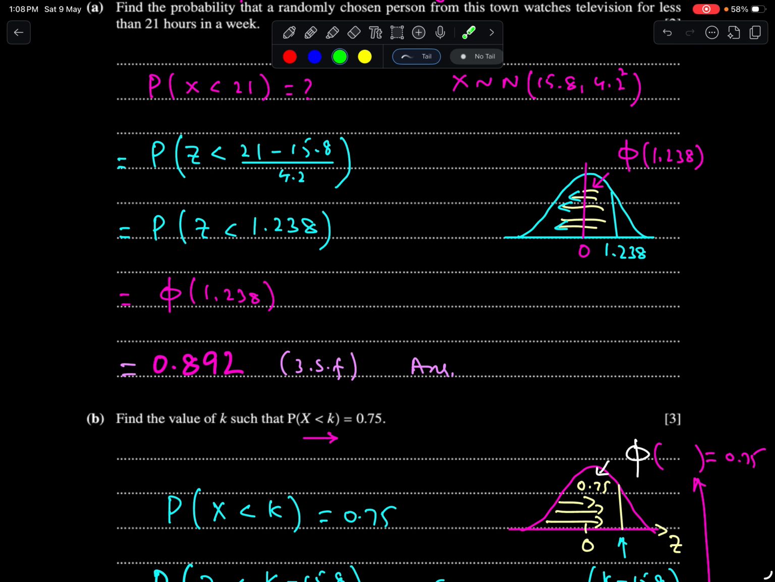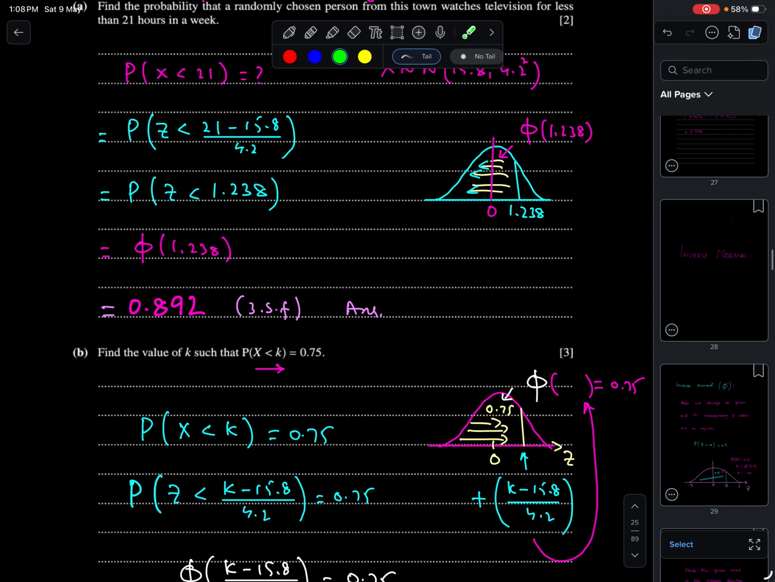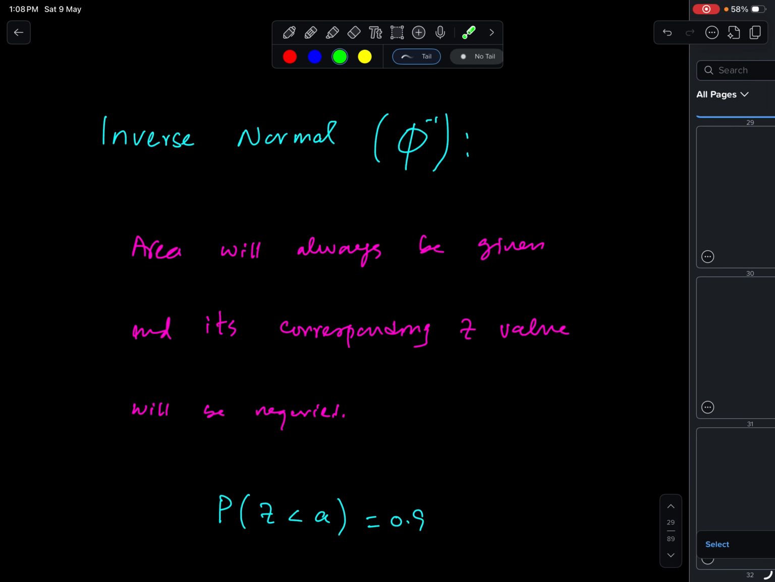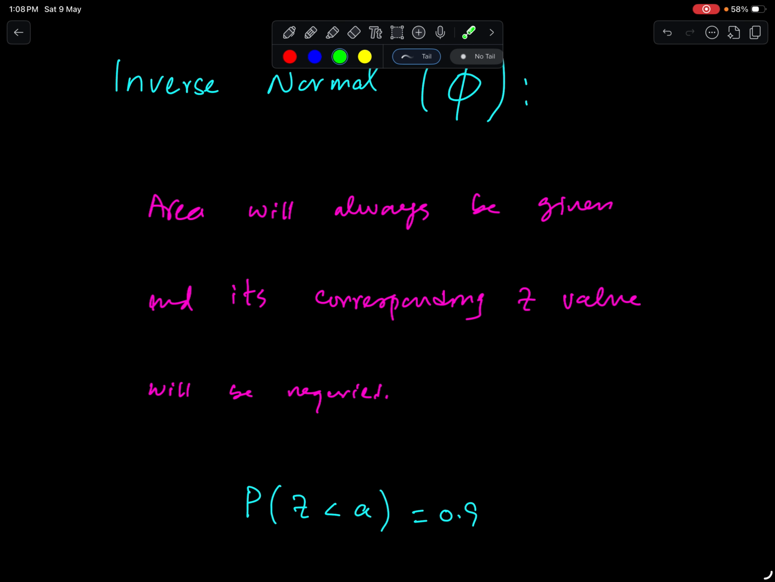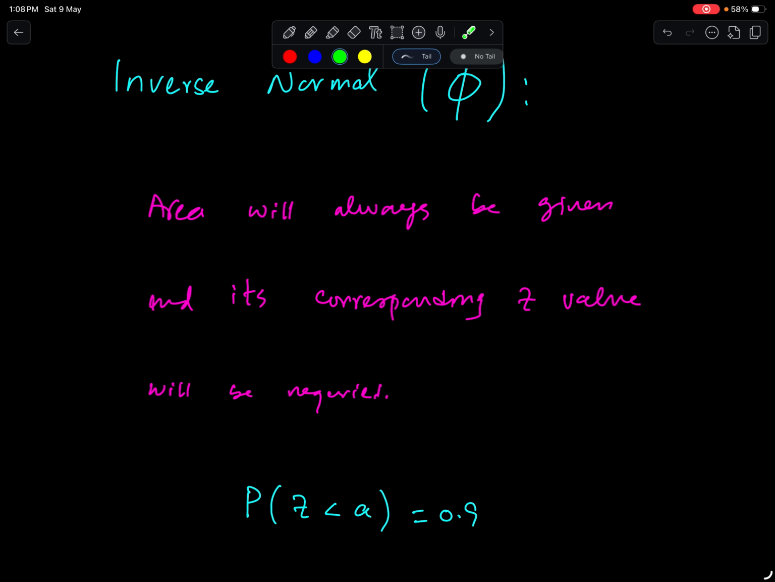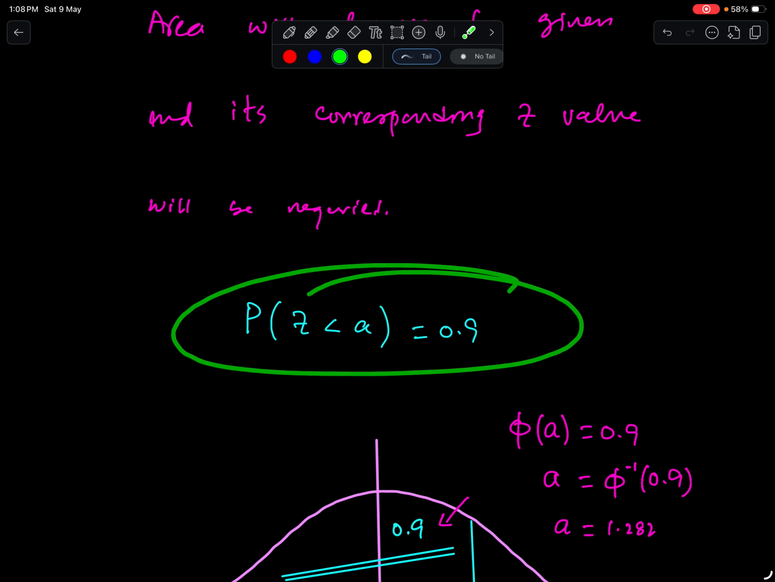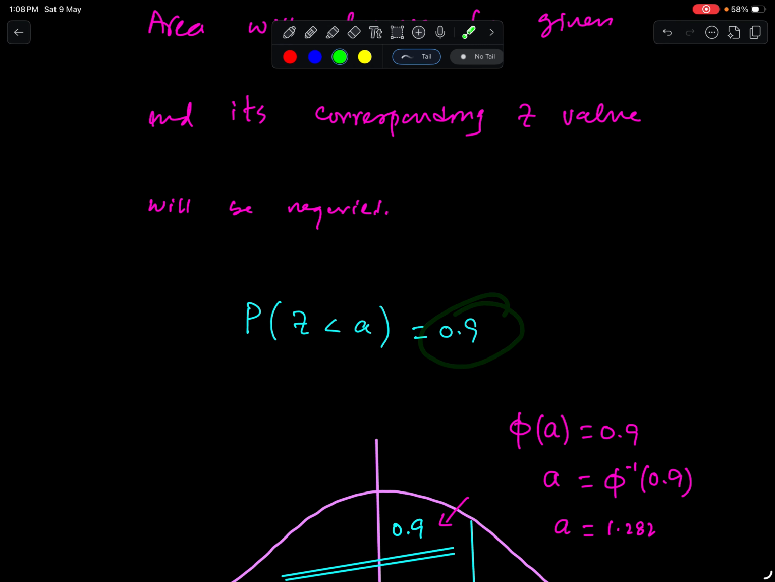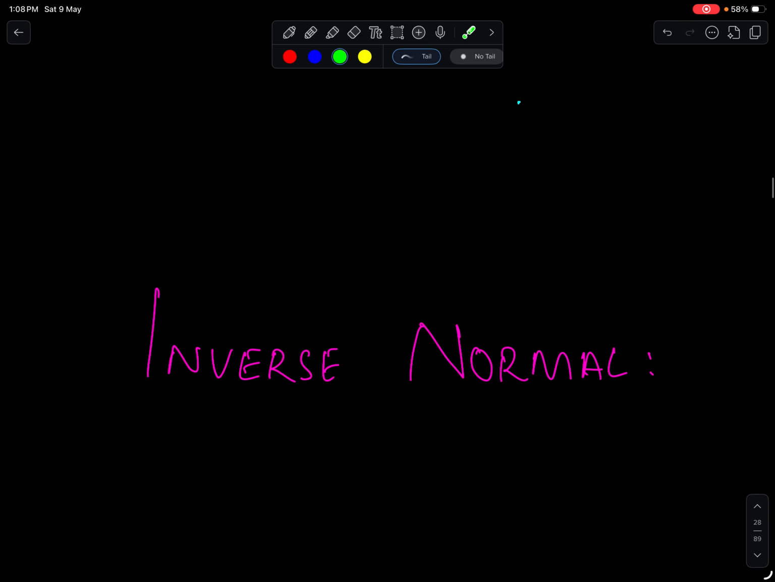Now inverse normal. Here is inverse normal. Inverse normal means area will be given and corresponding z value would be required. Like this. See, area is given 0.9 and we need this value. This is known as inverse normal. Direct normal, this value is given and area is required. This is inverse normal, therefore we shade in the opposite direction. In direct normal, we shade in the same direction.